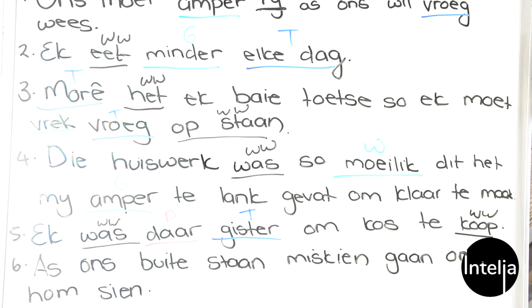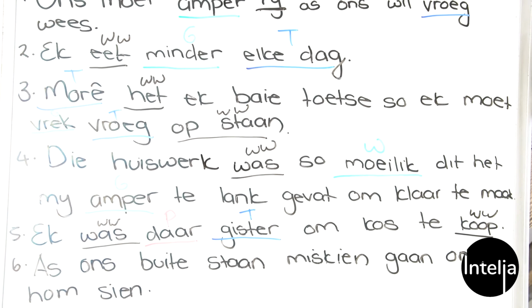Het ons wyse? Nope. They're not telling us the manner in which the food was bought or the manner in which he went to buy the food. And we don't have graad because they don't tell us the degree of the manner in which he went to buy the food. Okay? Let's move on to number 6. As ons buite staan, miskien gaan ons hom sien. If we stand outside, we would probably see him, or we might see him.